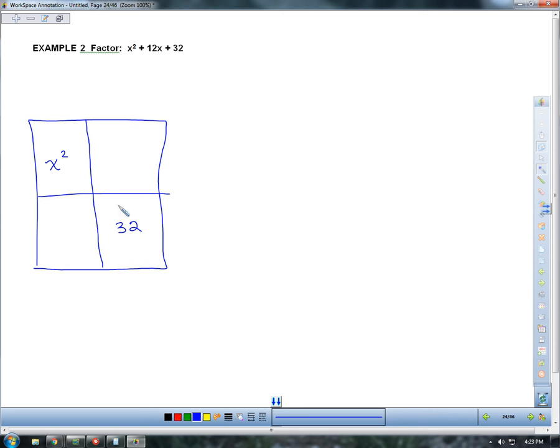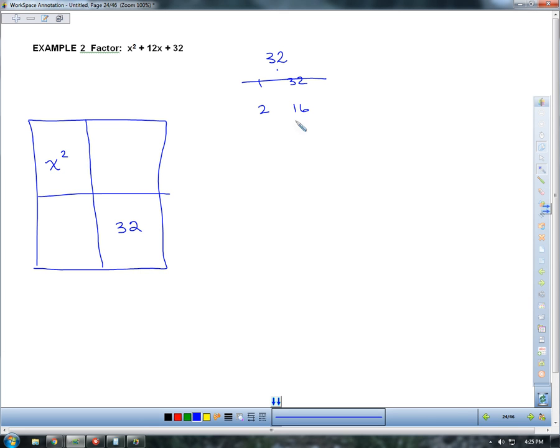Okay, well, now we have to figure out how 12 is split up. Okay? And so we do that by going, okay, what 2 numbers add to be 12 and multiply to be 32? So let's think about all the different things that we can get that multiply to be 32. So I have 1 and 32. Well, if I take 1 and add it to 32, I don't get 12.